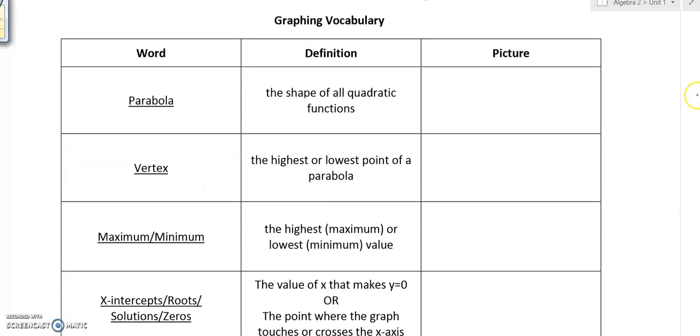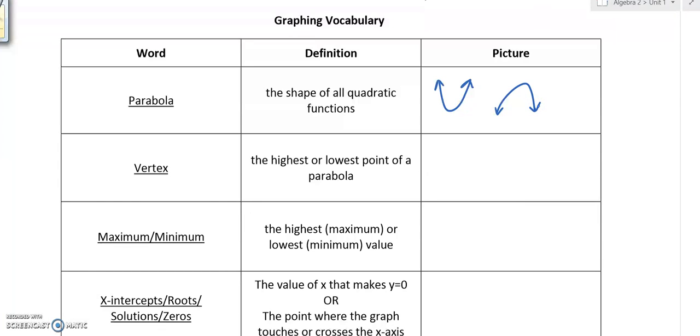Okay, let's get to some vocabulary here. The first word is parabola. This is the shape of all the quadratic functions. So again, a parabola is this U shape. We can have a parabola opening up, or we can have a parabola opening down.